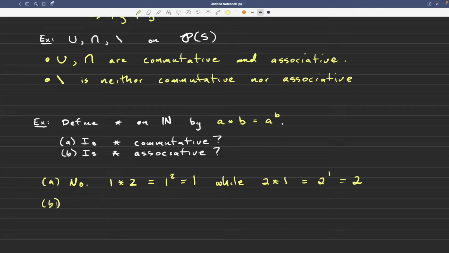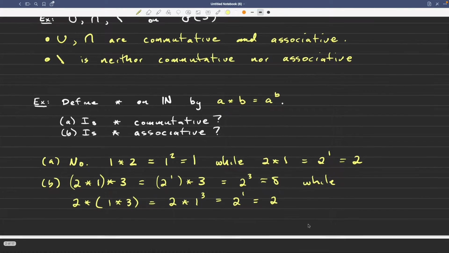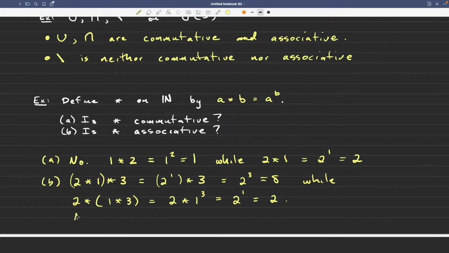And for associativity, I don't know if we could do something like 2 star 1 star 3. And let's say we group it this way. Well, that would be 2 to the 1 star 3, which would be 2 to the third. So this would come out 2 to the third equals 8. While if we do 2 star (1 star 3), that would be 2 starred with, okay, 1 star 3 is 1 to the third power. So that's just really 2 star 1, and 2 star 1 would be 2 to the 1, which is 2. And so here we see that the associativity property does not hold, so it's not associative.